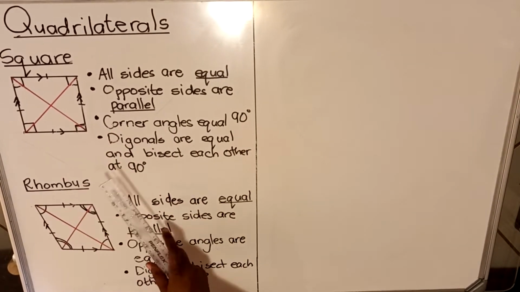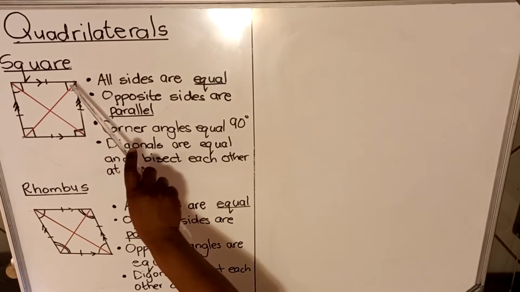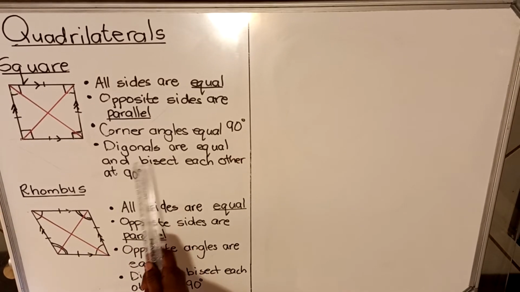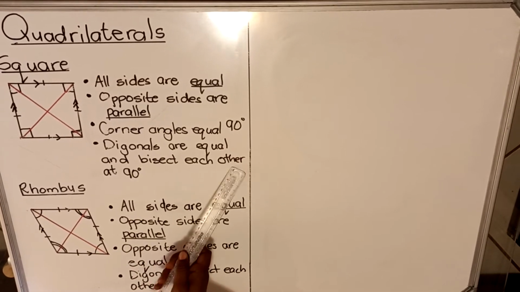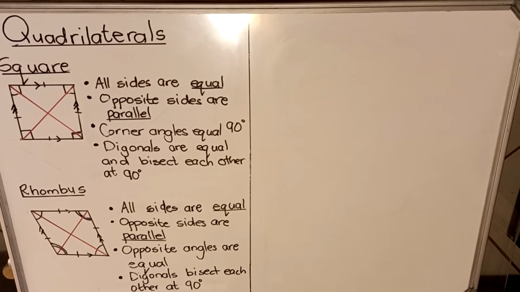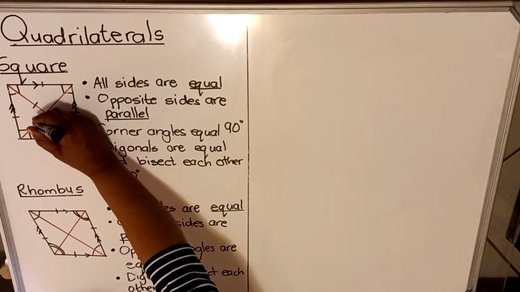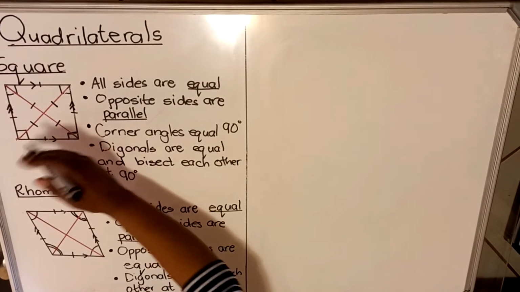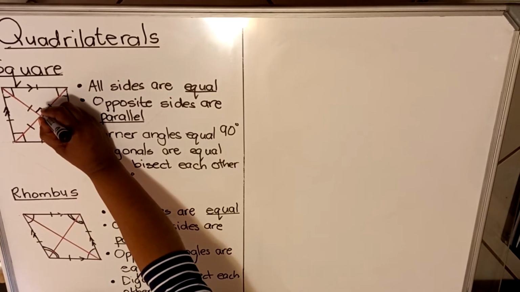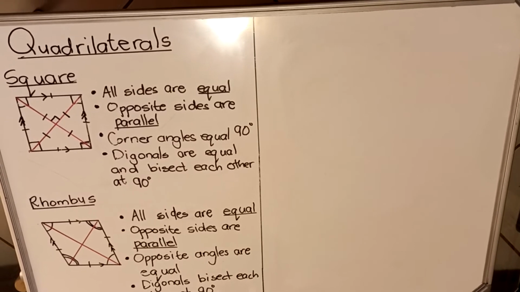So what are the properties of the diagonal? Diagonals are equal. So it means that line is equal to that line. But there's something extra special about the diagonals. And bisect each other at 90 degrees. When we say bisect, this word bisect in maths, it means they cut each other equally. So remember they said they are equal, and then they cut each other equally, and they cut each other at 90 degrees. So those are the properties of the diagonals of a square.